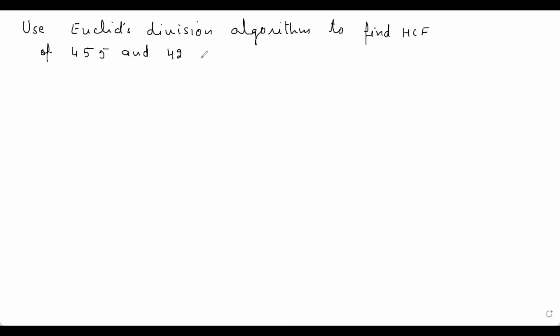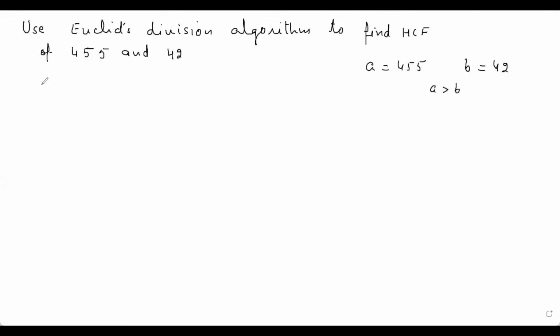I'm going to take the same example which is written in the book. Now I'm going to explain one example. Use Euclid's division algorithm to find the HCF of 455 and 42. So we are using Euclid's division algorithm to find the HCF of 455 and 42. Here A is 455 and B is 42. Here A is greater than B.